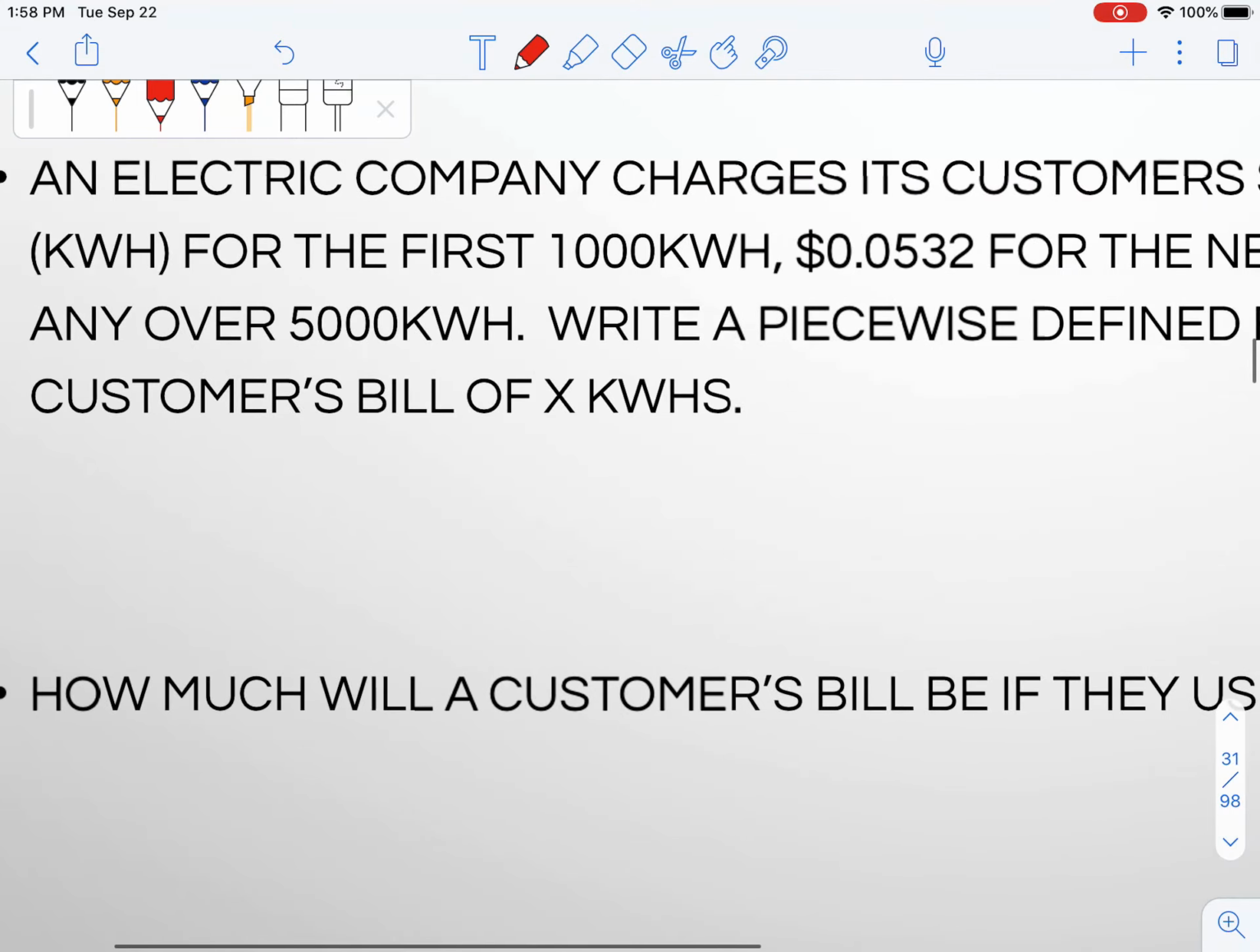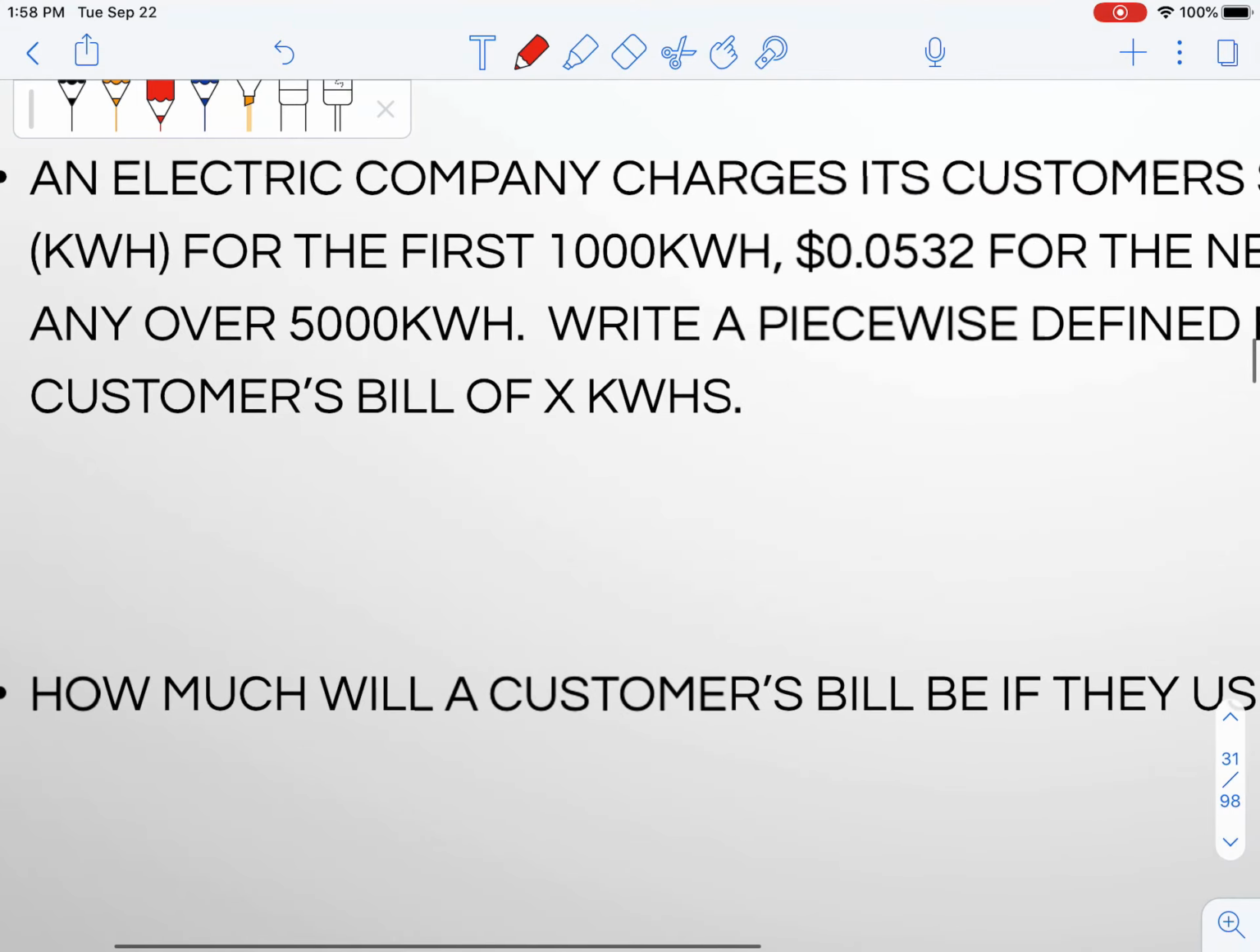So we're going to have C of X, and that's going to be equal to, my first interval is going to be at the rate 0.0577 per kilowatt hour times X, and this is when X is less than or equal to 1,000.